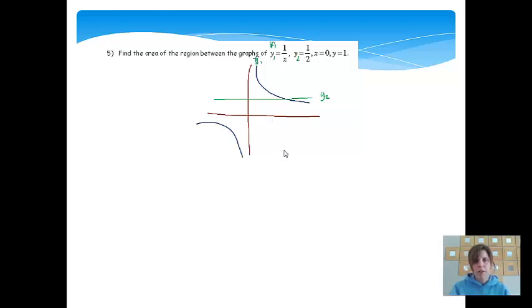Okay, then it says x equals 0. So x equals 0 is actually a vertical line, and it's just going to be the vertical line right here. And I won't call it y equals anything because it's not a y equals problem. And my last one, it says y equals 1, which is another horizontal line up here. So that will be y3. And then if I'm looking for the area that's bounded by all of those, it's this area right here.